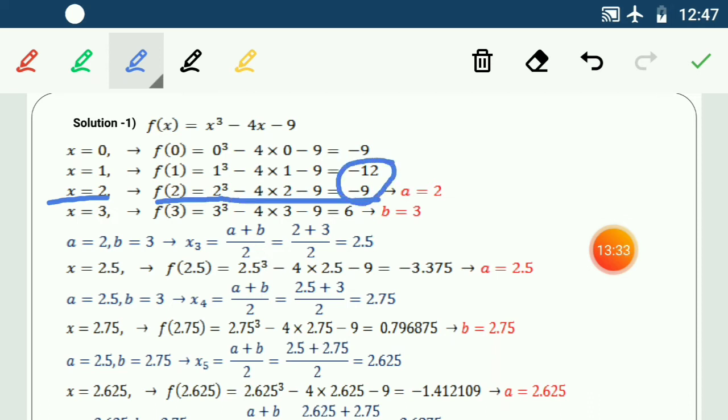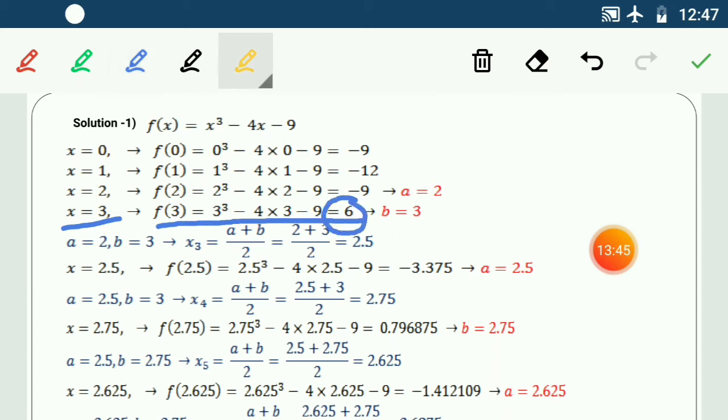Again we have to go for the next step, that is x equals 3. So f of 3 is how much? That came as 6. Here you can check we got a negative and a positive value, that is minus 9 and plus 6. So here we can stop and take the values of a and b. The value of a and b is the value of this x. So a is 2 and b is 3.